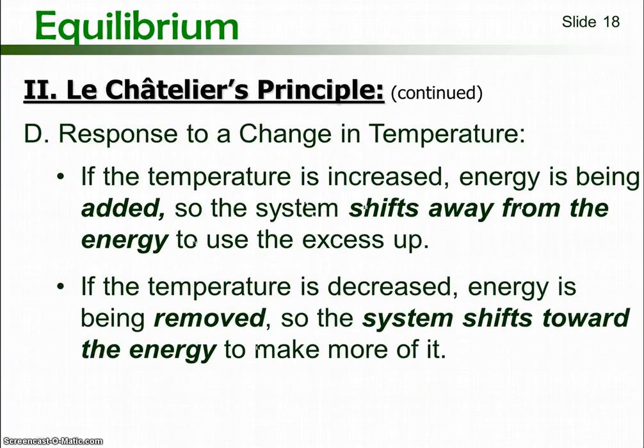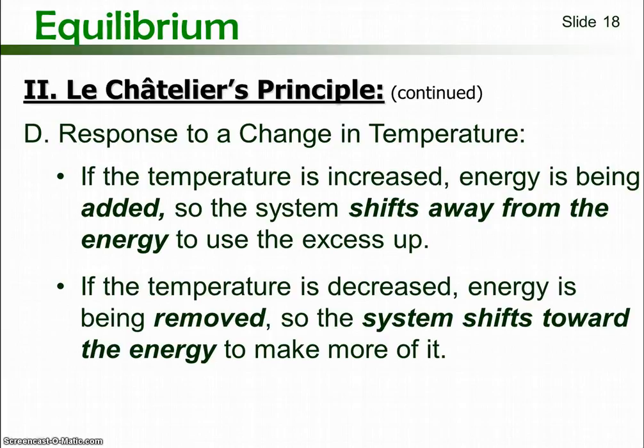In both of those reactions we just saw, kilojoules was part of the equation that we wrote as a product. So because kilojoules can be written down as a reactant or product depending on whether it's an endothermic reaction or exothermic, we can also use temperature as a component that is added or removed.